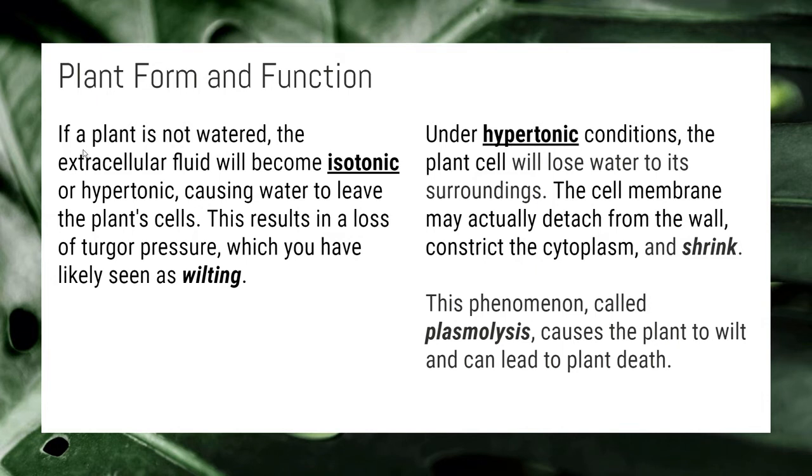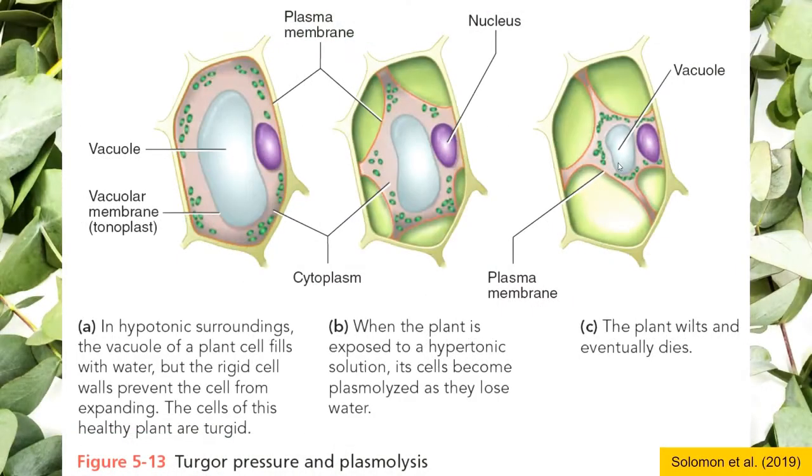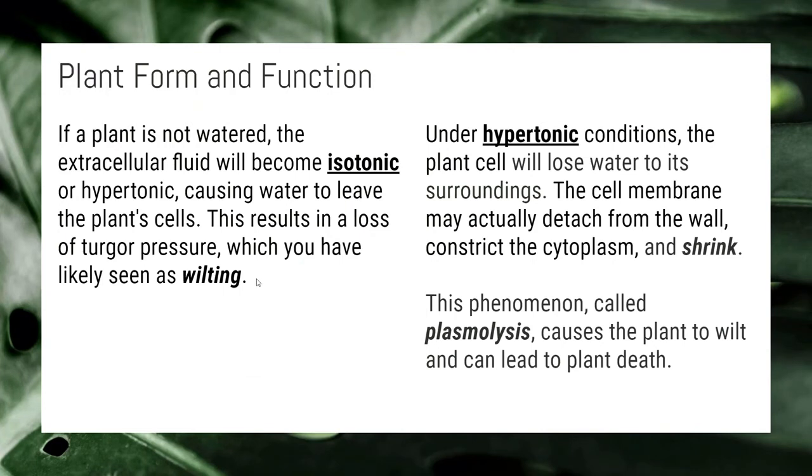It will cause the extracellular fluid to become isotonic, then eventually hypertonic, causing the water to leave the cell, just like this one. This results in the loss of turgor pressure, which we will see as wilting in plants.